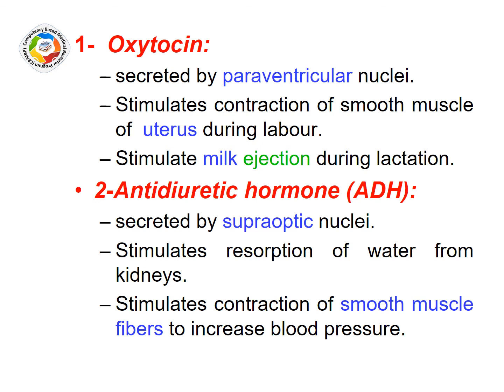Oxytocin is a hormone secreted by the paraventricular nuclei of the hypothalamus. It stimulates contraction of smooth muscle of the uterus during labor. It also stimulates milk ejection during lactation. The second hormone is the antidiuretic hormone. It is secreted by the supraoptic nuclei of the hypothalamus. It stimulates resorption of water from the kidneys. It also stimulates contraction of smooth muscle fibers to increase blood pressure.